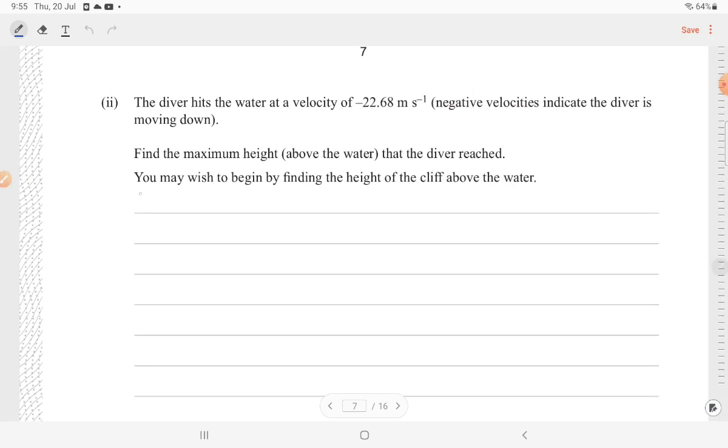From the previous question, we know that velocity of t is equal to negative 22.68.